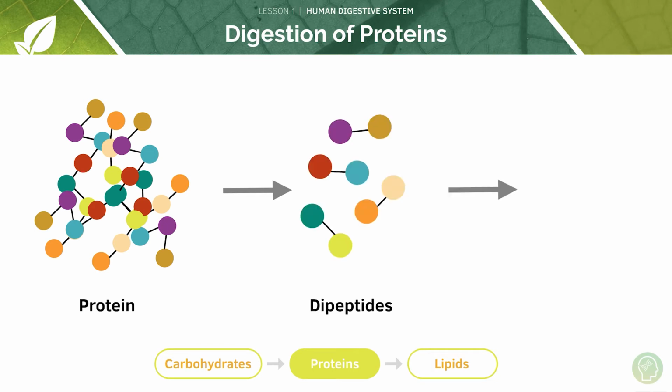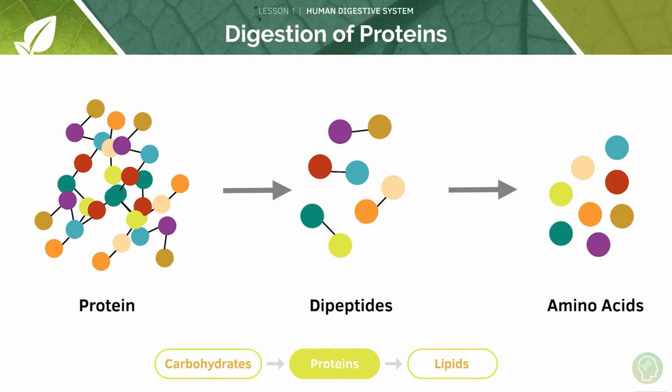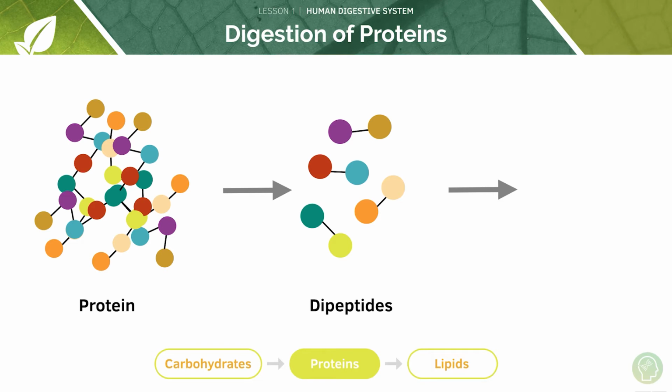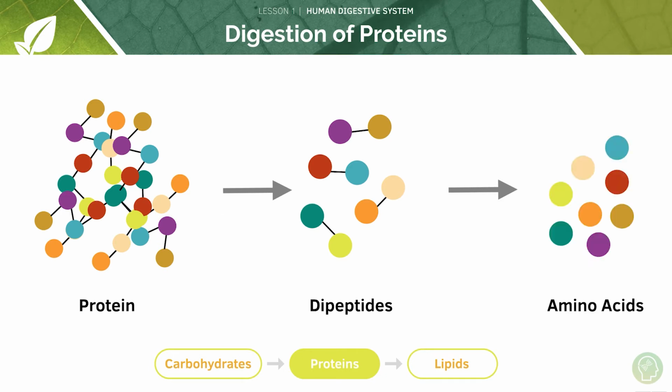So similarly, protein can be broken down sequentially. Protein is broken down into dipeptides, which means two small molecules of the basic subunit of a protein, i.e. amino acids, by endo and exopeptidases. But then dipeptides are broken down into amino acids by dipeptidases.